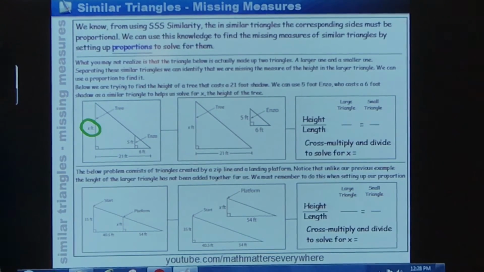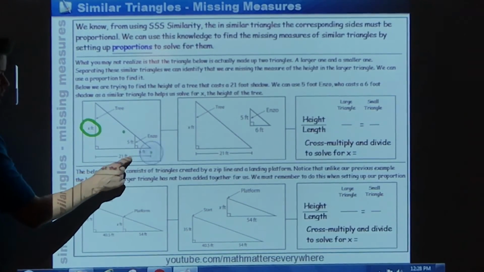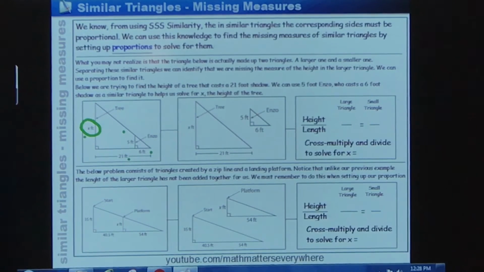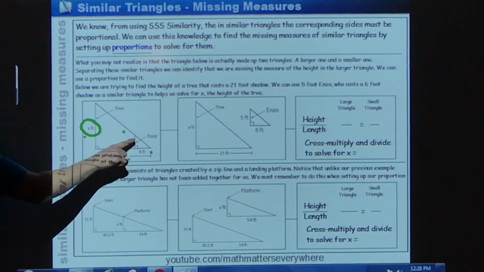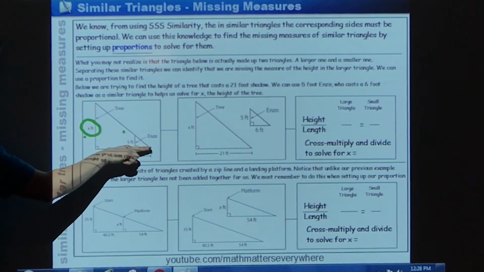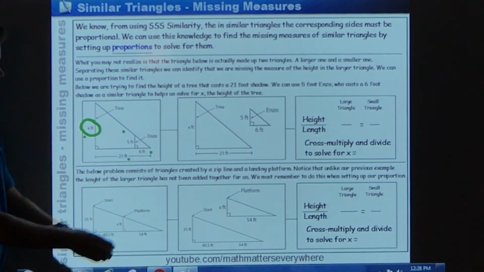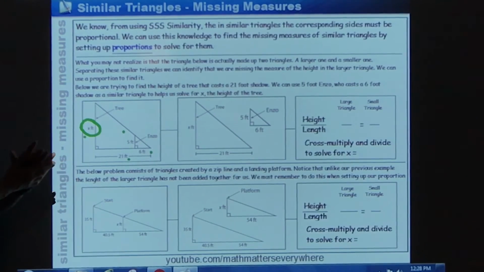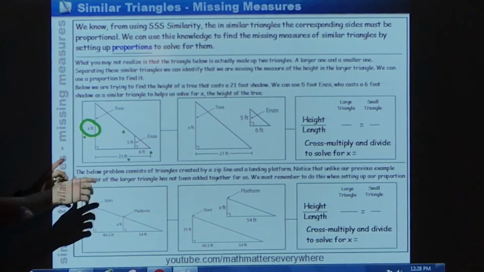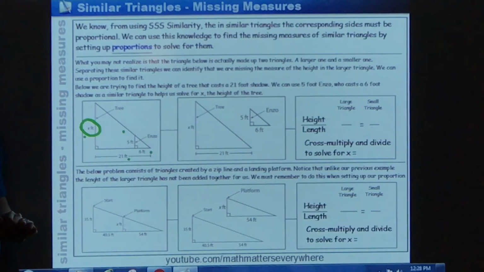Well, ask yourself a question. Do I know 1, 2, 3 out of 4 things? Yes or no? Sure. Yes, I do. I know Enzo's height. I know Enzo's shadow. He's 5 feet tall. He casts a 6-foot shadow. I know that there's a tree here. I do not know how tall that tree is, but I know that overall that tree casts a shadow that is 21 feet long. So I can use proportional reasoning to find the missing measures.